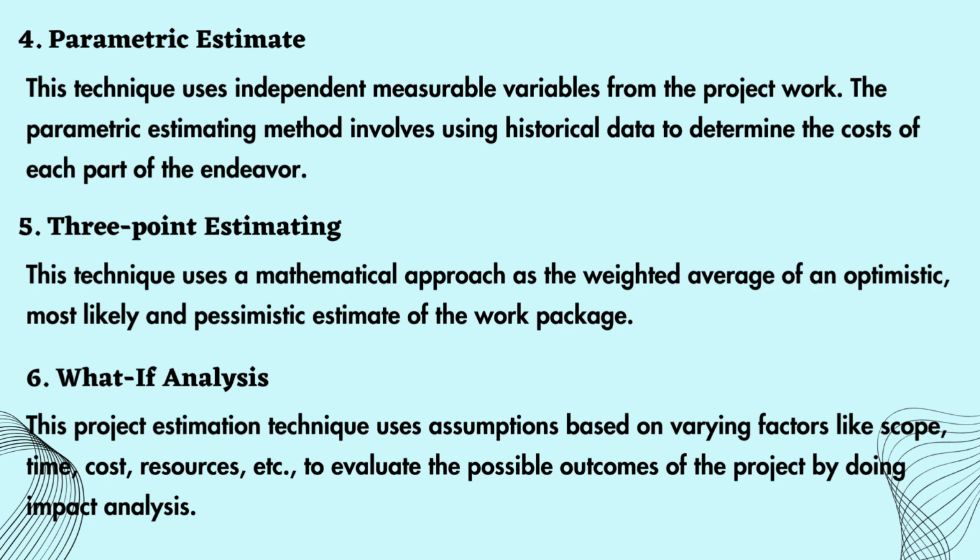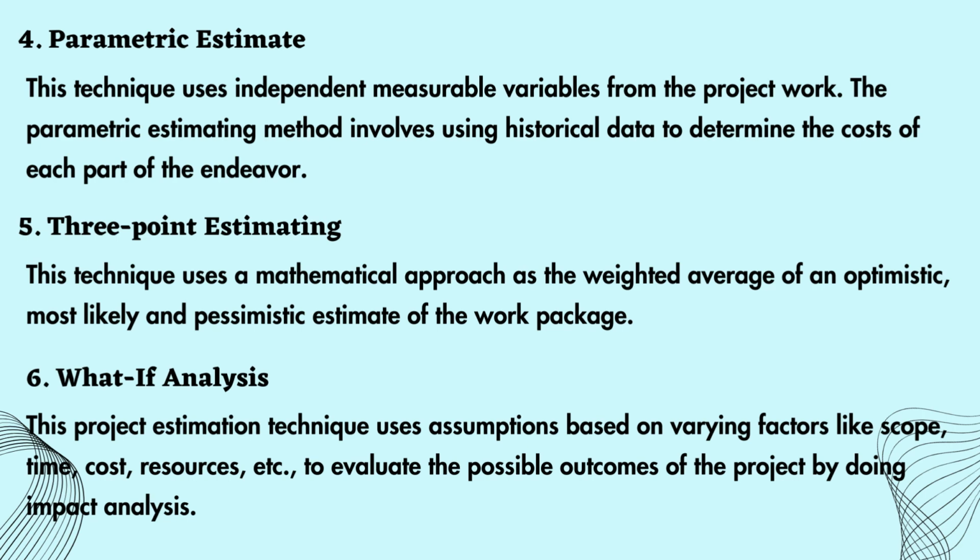This technique uses independent measurable variables from the project work. The parametric estimating method involves using historical data to determine the costs of each part of the endeavor. The next one is the three-point estimating. This technique uses a mathematical approach as the weighted average of an optimistic, most likely and pessimistic estimate of the work package. The next one is the what-if analysis.